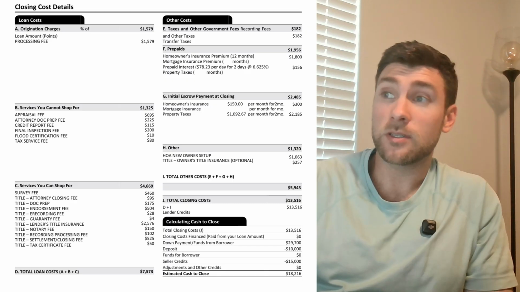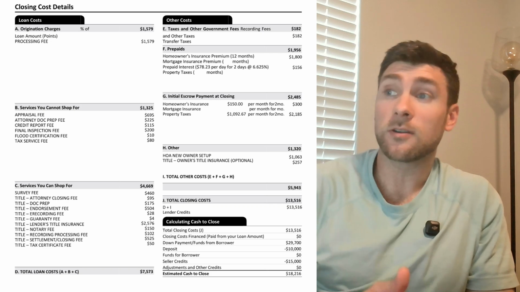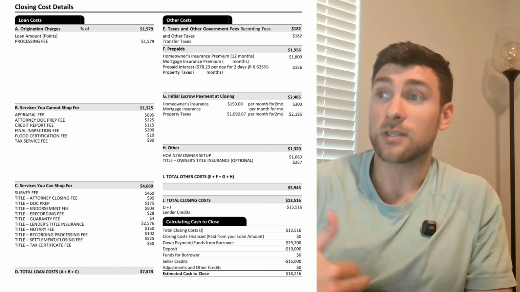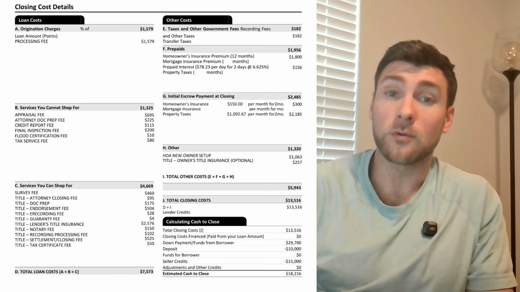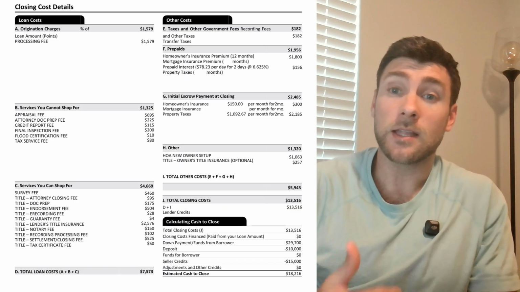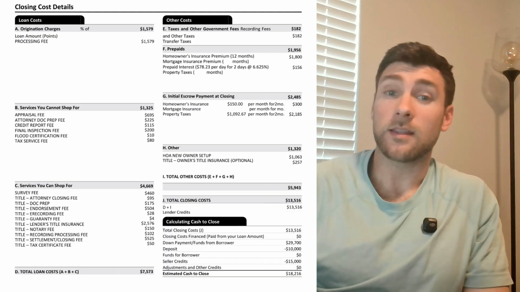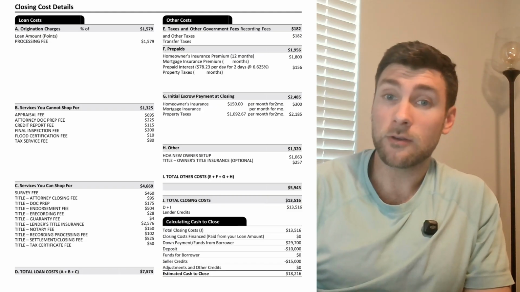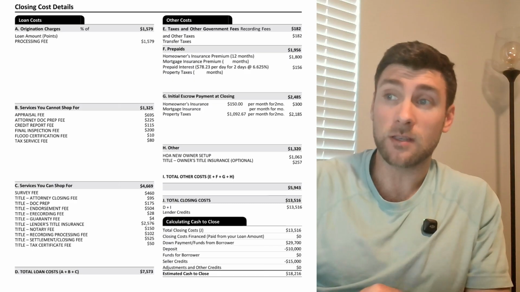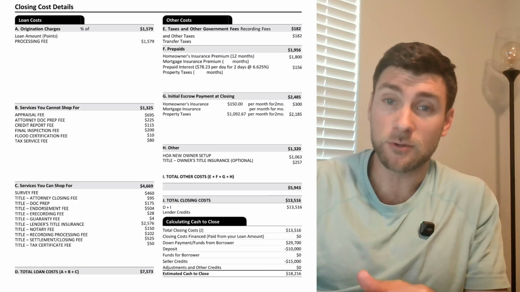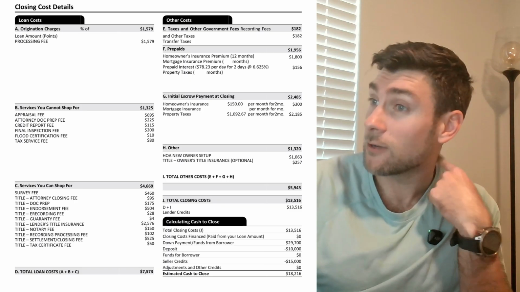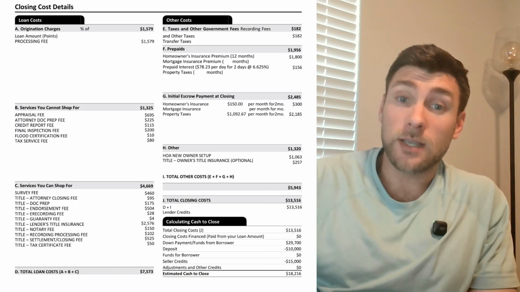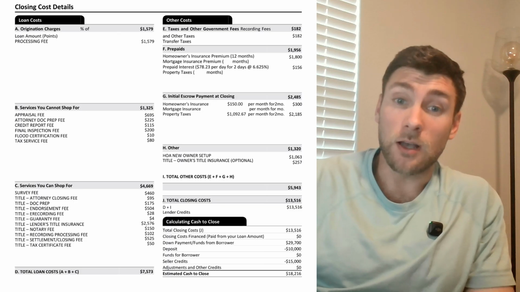Your monthly payments into escrow is what the lender collects to build your tax and insurance account so that at the end of the year, or whenever your homeowner's insurance is due, they can then pay it for you. All right, and the last section, H, other. This might include HOA fees, home warranties, other optional items like owner's title insurance, which is usually paid for by the seller anyways.